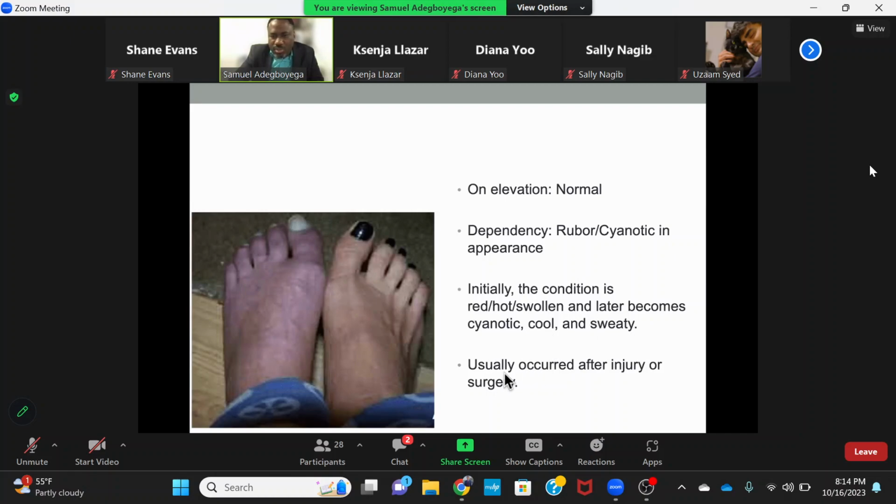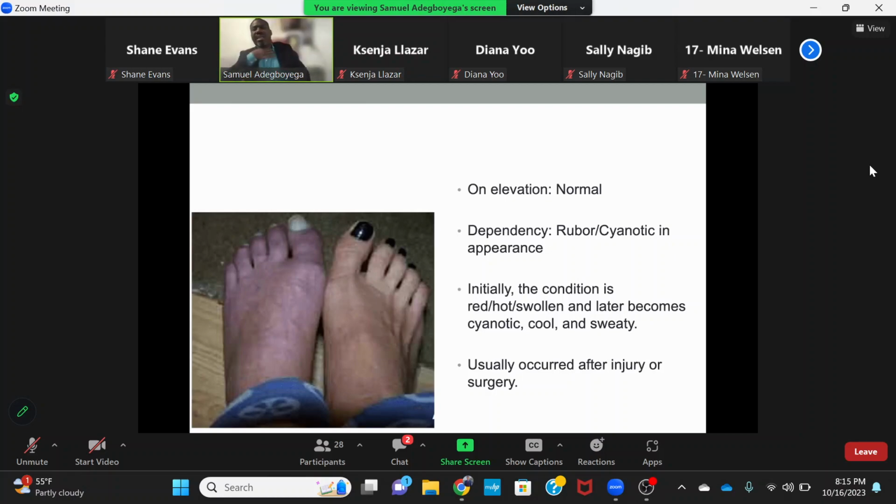I'll give more clues. This condition usually occurs after injury or after surgery. CRPS. That's right, CRPS. Do you guys get that? You should know CRPS very well. They ask questions about CRPS all the time. Okay, so CRPS. Basically, initially, it's going to be red, hot, swollen, just like an infection. But the biggest difference is they are so hypersensitive. You touch them a little bit, they go crazy. They are very, very sensitive.